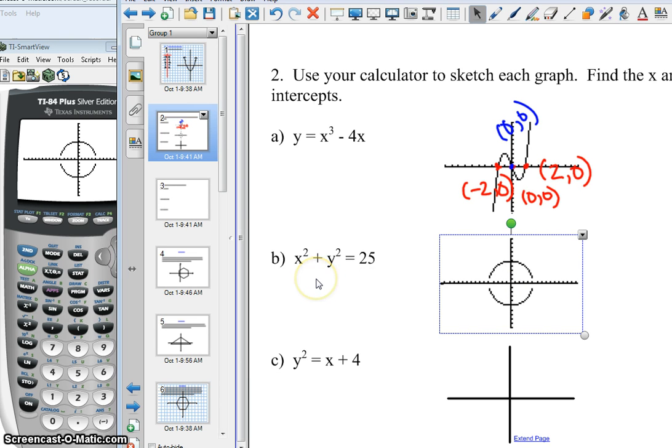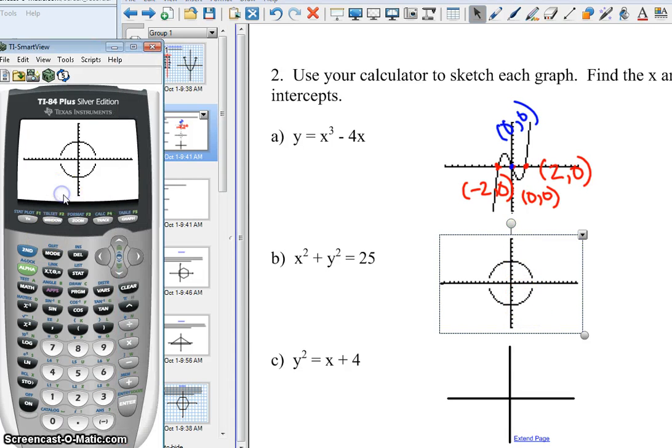And now we can find the x and y intercepts. For this problem, we do have a circle. The radius of this circle is going to be 5. If we try to calculate the zeros here, it's going to give us an error because these are two separate curves.